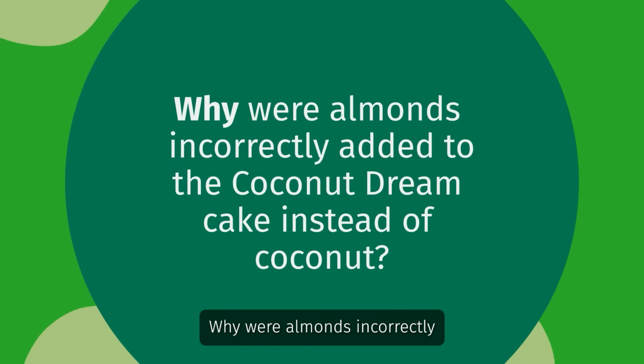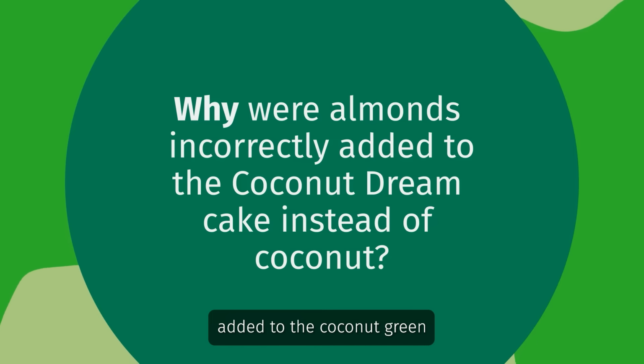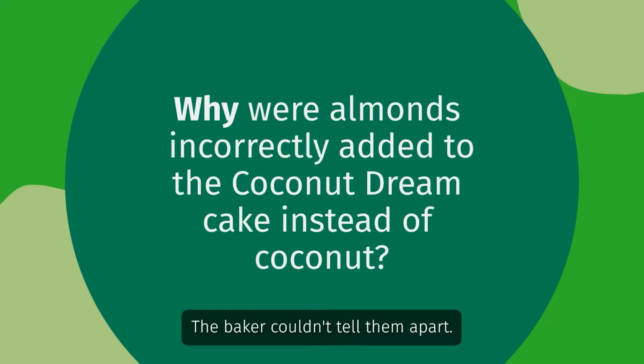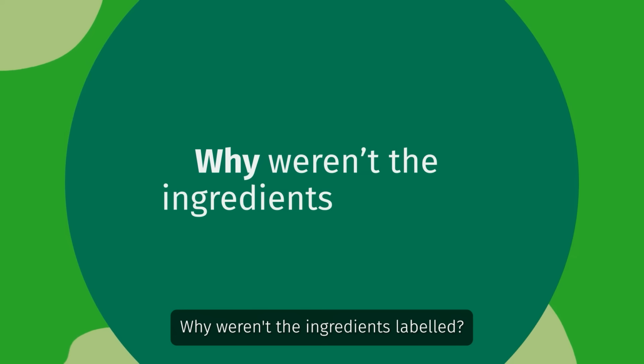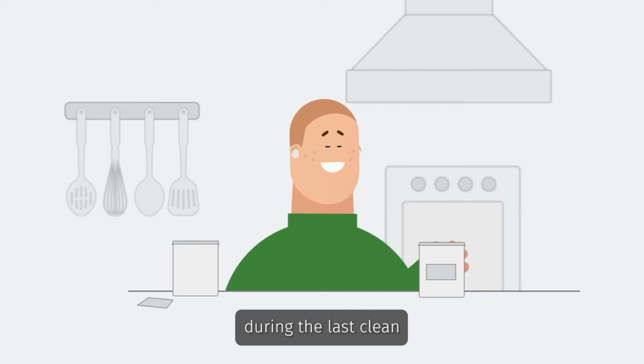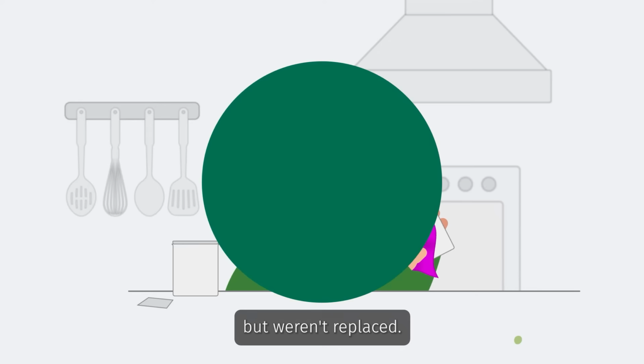Why were almonds incorrectly added to the Coconut Dream cake instead of coconut? The baker couldn't tell them apart. They both looked similar and neither were labelled. Why weren't the ingredients labelled? The labels were removed during the last clean but weren't replaced.